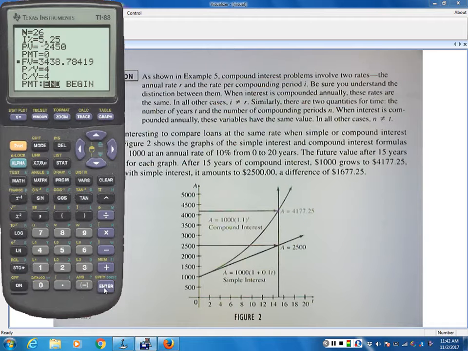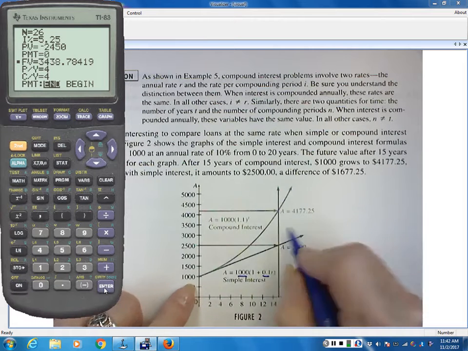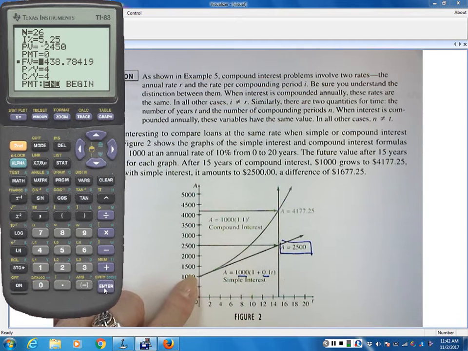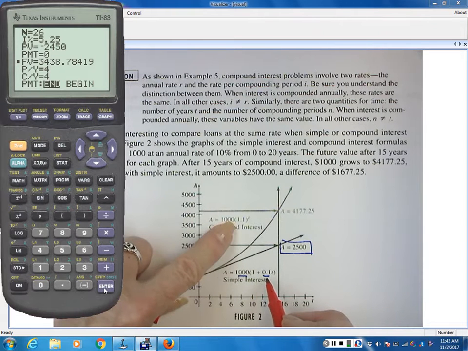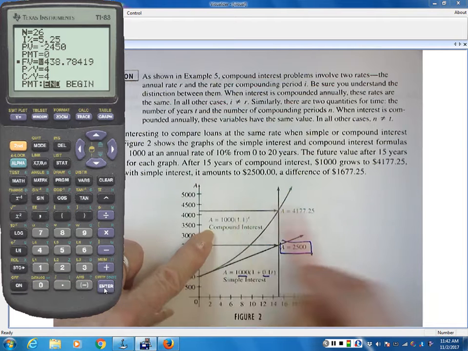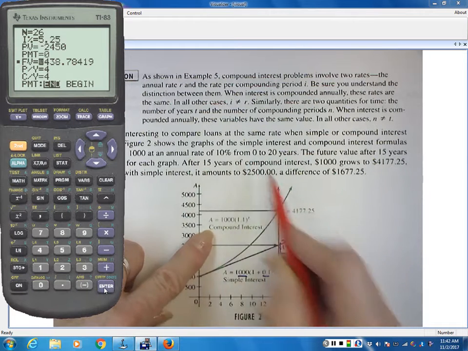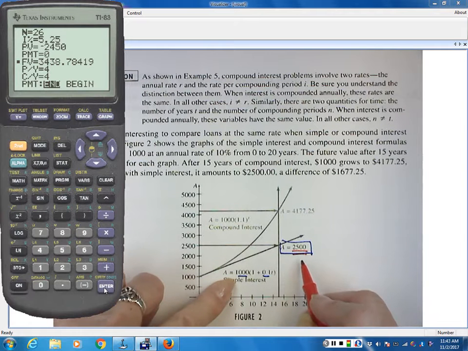Now, so that you have an idea of the difference between simple interest and compound interest, if you invested $1,000 at 1% simple interest, at the end of 20 years, your future value would be $2,500. So simple interest says at the end of 20 years, your $1,000 has become $2,500.